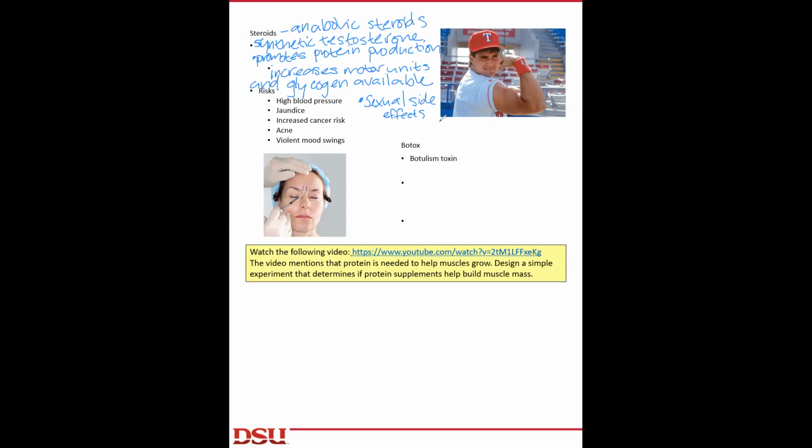Botox. Botox comes from a bacteria. This should be botulinum toxin, but anyway, this is a bacteria that has this, well, toxin, right? This toxin blocks the release of acetylcholine from the motor neuron.